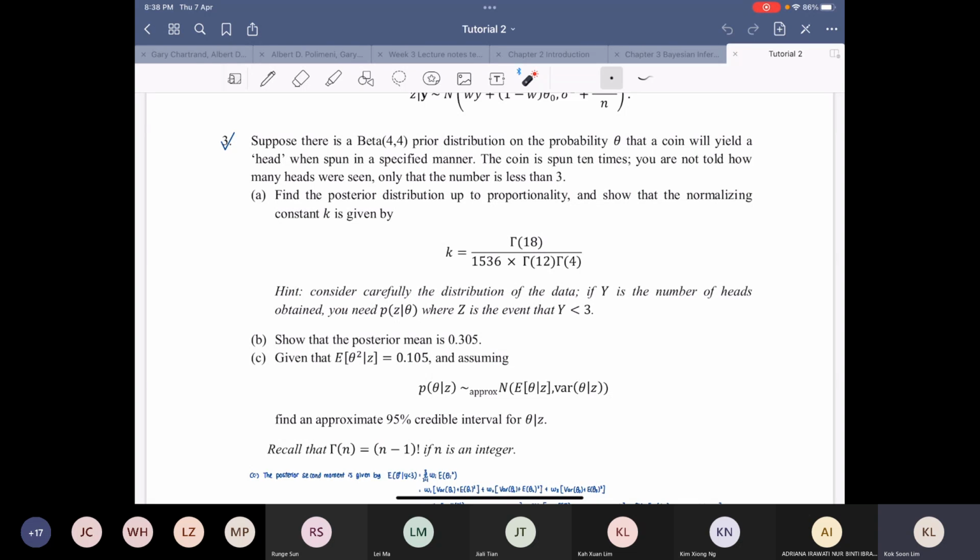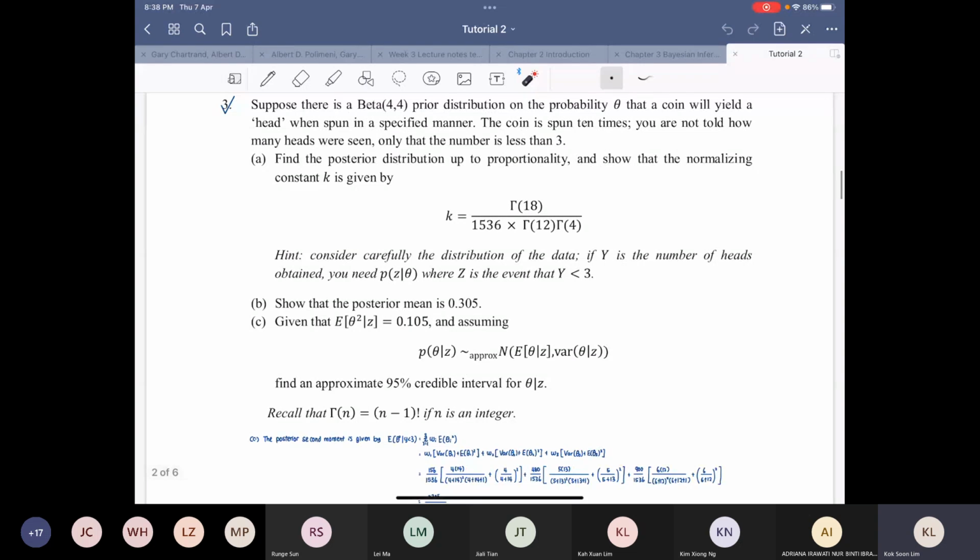Okay. So we are given the prior distribution is beta 4, and theta is the probability of a coin that will yield a head when spun in a specific manner. The coin is spun 10 times, and we are only told that the number of heads is less than 3. So in question A, we are going to find the posterior distribution up to proportionality, and also show that the normalizing constant K is given by this one.